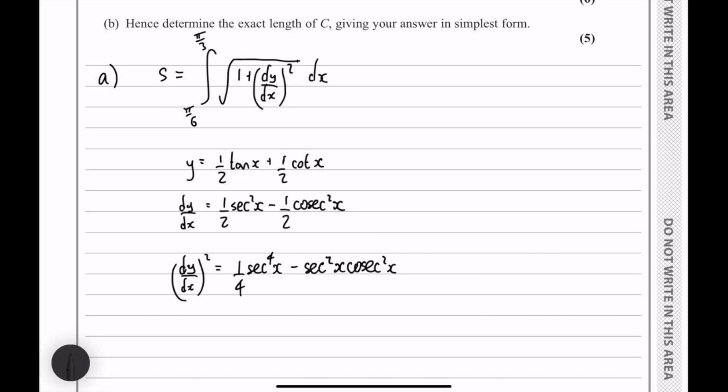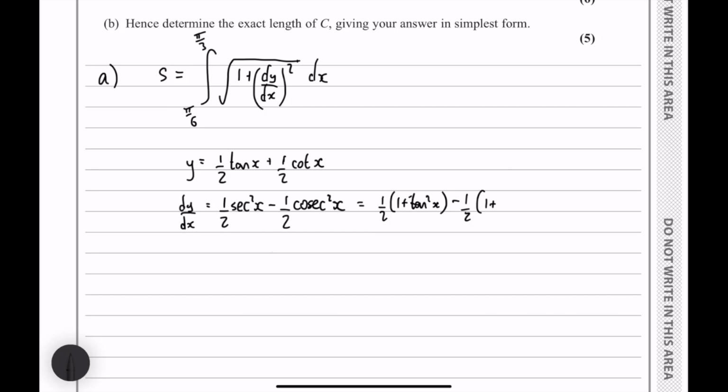I don't think I'm going to do this. Let me change this. I'm going to change them back into tan and cot, because we've got an identity that connects secant squared and tan squared. And that will give me a half times 1 plus tan squared if I change that one. This one is similar, 1 plus cot squared. That gives me a half plus a half tan squared minus a half cot squared x.